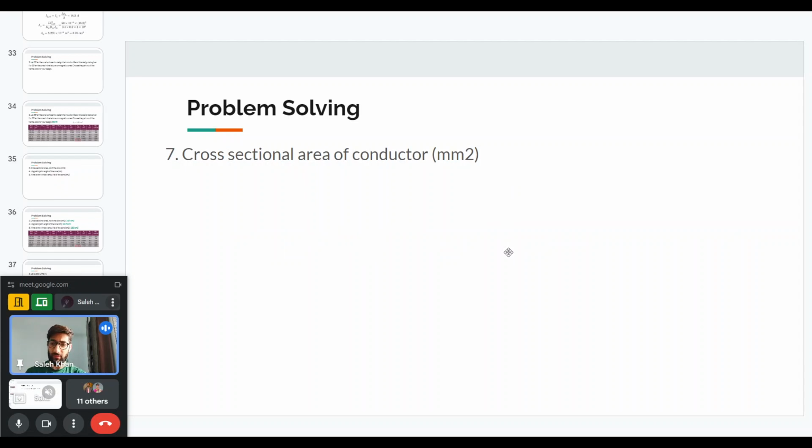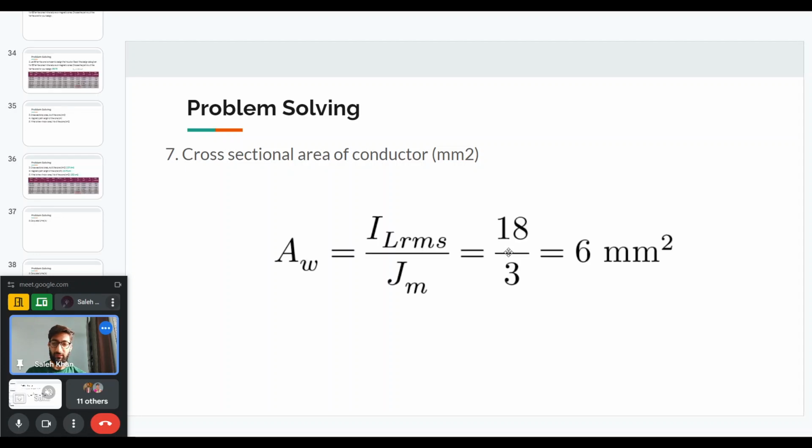So once we have the RMS, we can find the cross-sectional area because the current density is already given in the question. So the cross-sectional area we have to find in mm square. Again, you have to be careful of the units. Because the current density was already given in mm square, 3 amperes per mm square, I did not convert it into SI first. I just used it directly. So it is 18 ampere RMS divided by 3 ampere per mm square. So I will get the cross-sectional area of the conductor as 6 mm square.